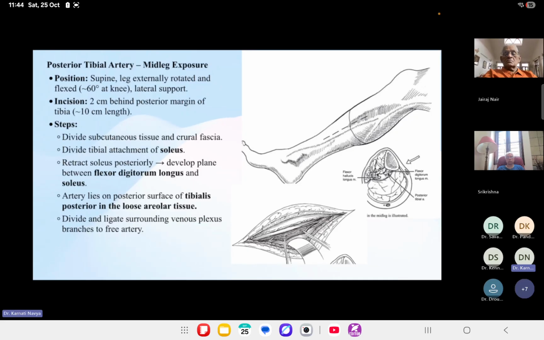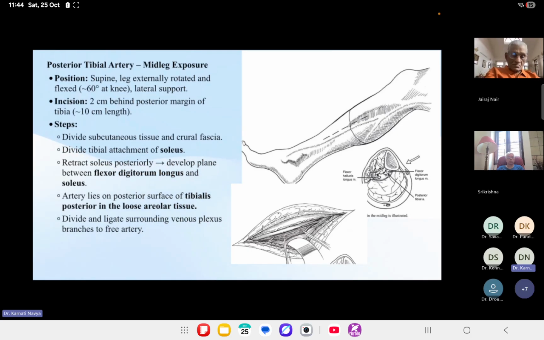In the mid-leg exposure for the posterior tibial artery, the position is supine, the leg is externally rotated and flexed 60 degrees at the knee with a lateral support. The incision is 2 centimeters behind the posterior margin of the tibia, up to 10 centimeters in length. Then divide the subcutaneous tissue and the crural fascia. Divide the tibial attachments of the soleus and retract it posteriorly, then develop a plane between the flexor digitorum longus and the soleus muscle. The artery lies on the posterior surface of the tibialis posterior in the loose areolar tissue. Divide and ligate the surrounding venous plexus branches to free the artery.